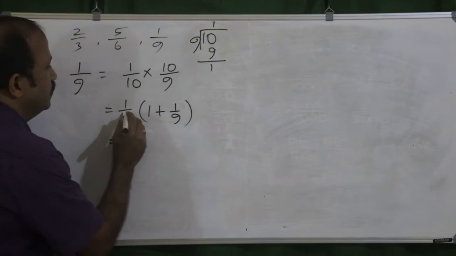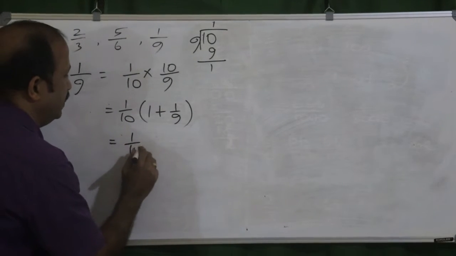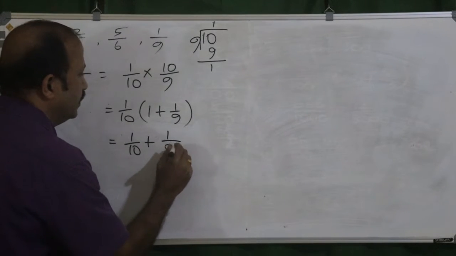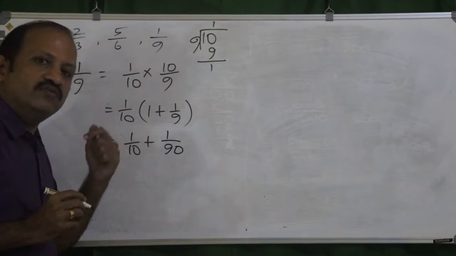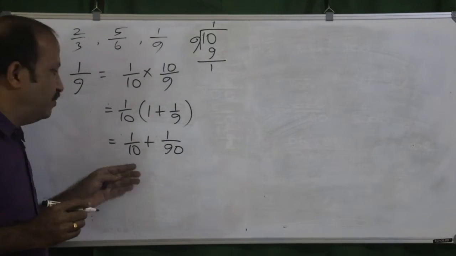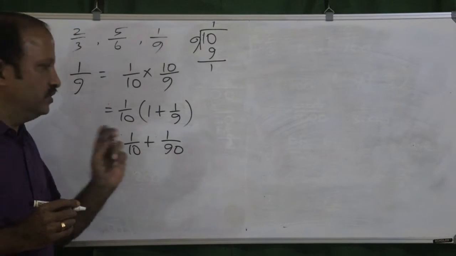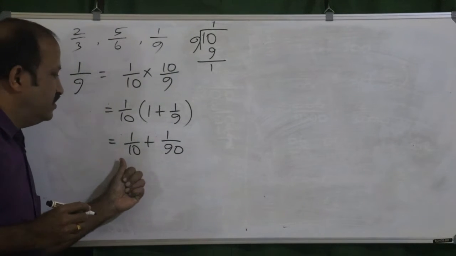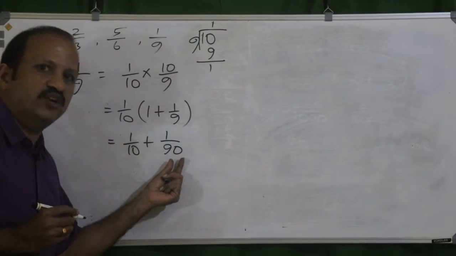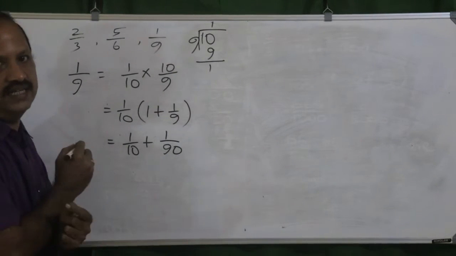So that is 1 by 10 into 1, which is 1 by 10, plus 1 by 10 into 1 by 9, that is 1 by 90. So 1 by 10 plus 1 by 90. So 1 by 9 is not exactly equal to 1 by 10. There is something more. That means we have to find out how many 1 by 100s are there.